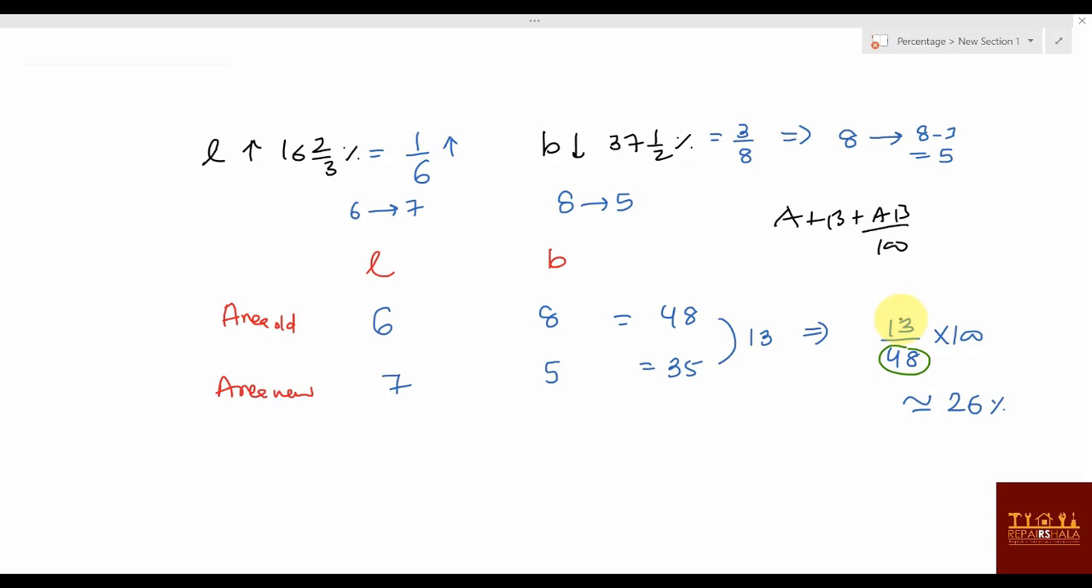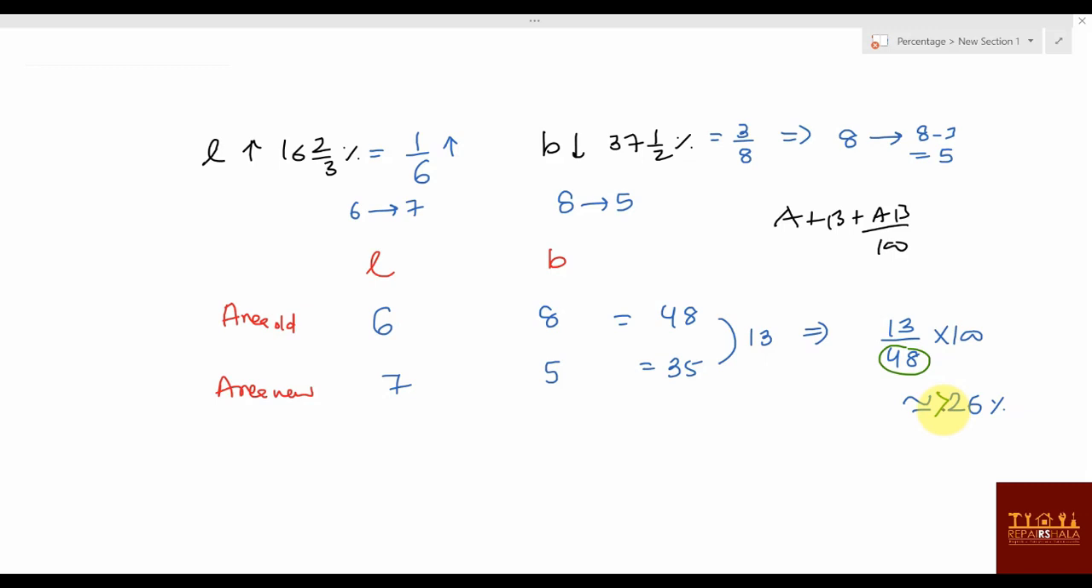It will be less than 26 or more than 26? More than 26. Why? Because you are reducing the denominator. So this value will be actually more than 26 and nearby 26 percentage. You can approximate the value and then get the answer. I hope this is clear how we can utilize this method. Right? Now, this is one way.